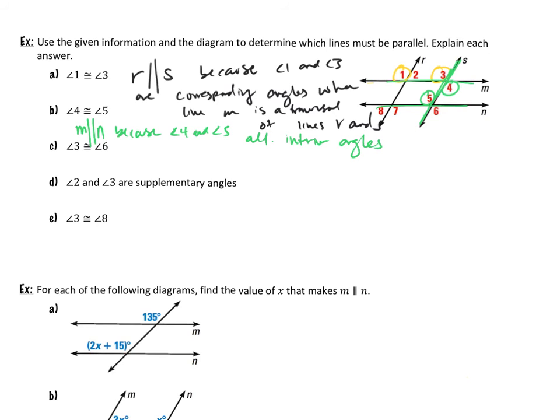Okay? For C, we're looking at 3 and 6, which actually are the same set of lines, and they are now alternate exterior angles. So we're going to say the exact same thing. M is parallel to N because angle 3 and angle 6 now are alternate exterior angles.